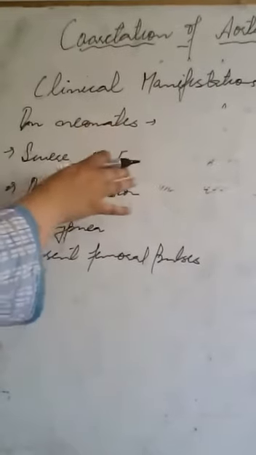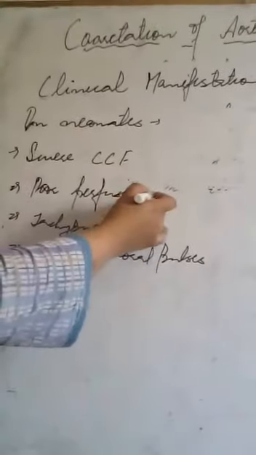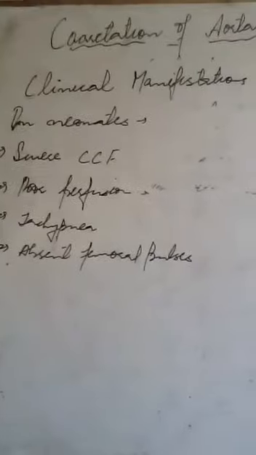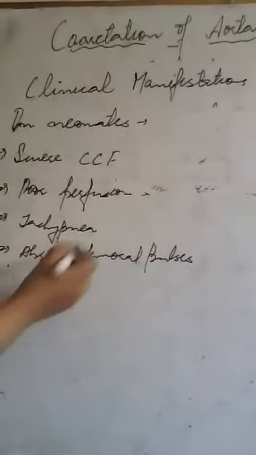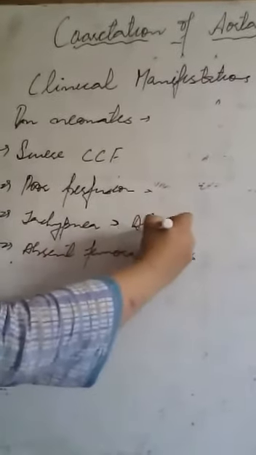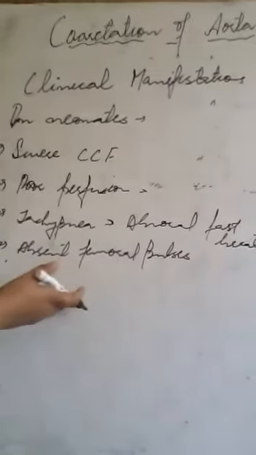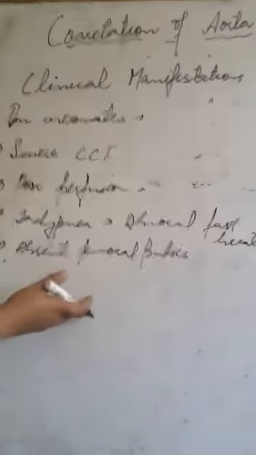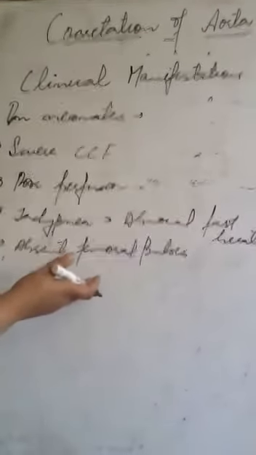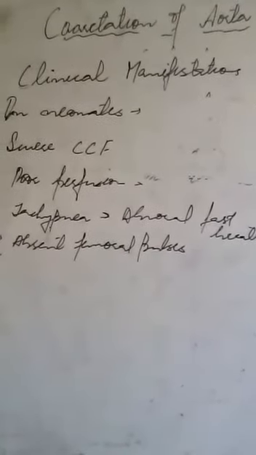In neonates the features are severe CCF, that means congestive cardiac failure, and poor perfusion, that means there is inadequate or decreased arterial blood flow to the extremities. Tachypnea means abnormally fast breathing. Also, when there is decreased blood flow to the extremities, femoral pulses are absent in neonates.